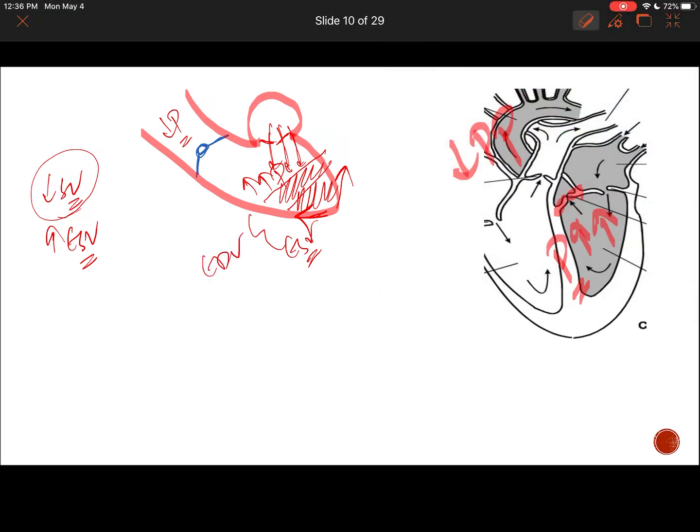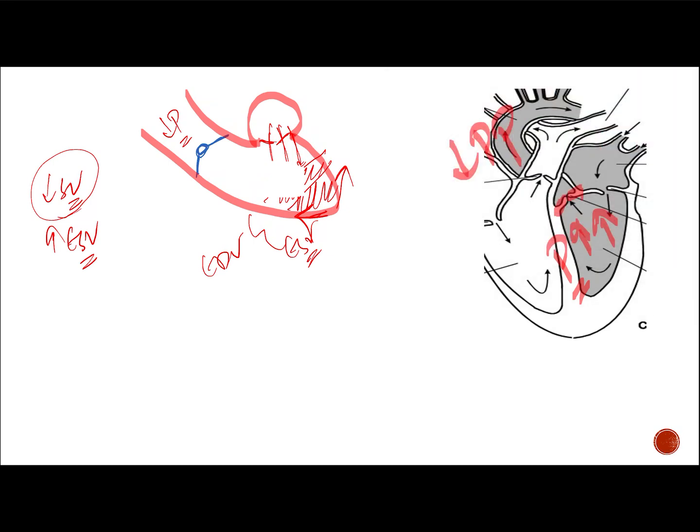So eventually there will be an increase in the end diastolic volume. Now, increased diastolic volume means increased preload. So increased volume means increased end diastolic volume, which means increased preload in the heart. Preload means end diastolic volume.